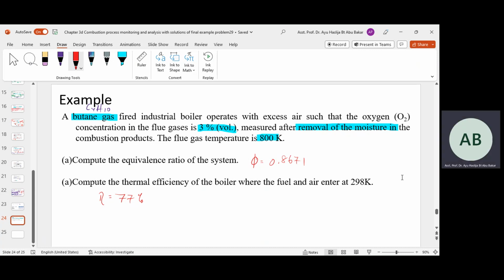Okay, are there any questions before we end the session? Hopefully you understand how to calculate the thermal efficiency. In this case, we are using constant pressure. We assume constant pressure. Try to figure out how it will be if it is constant volume. You will be using a different kind of equation, and it will take a longer calculation.